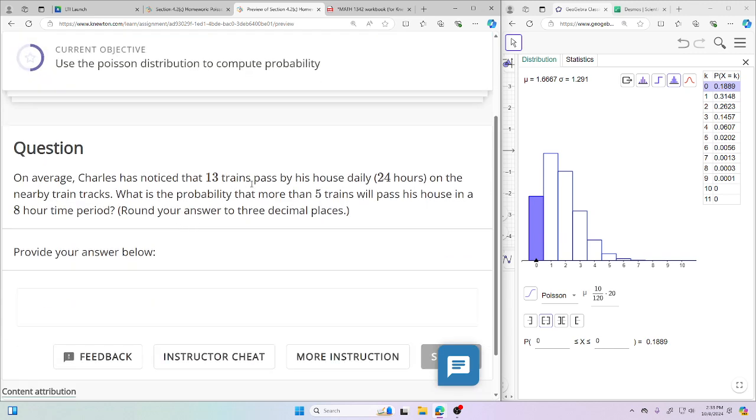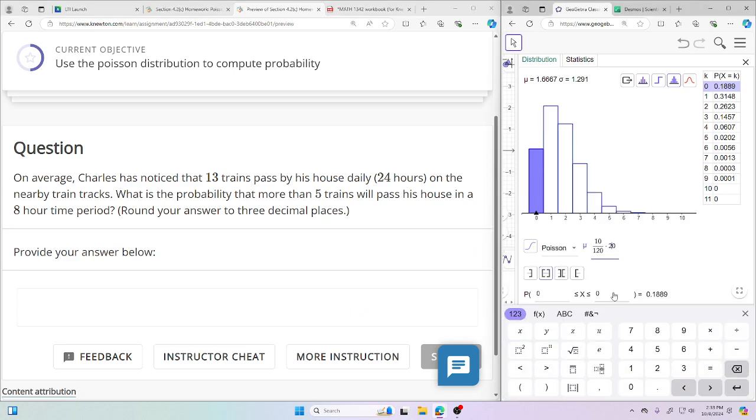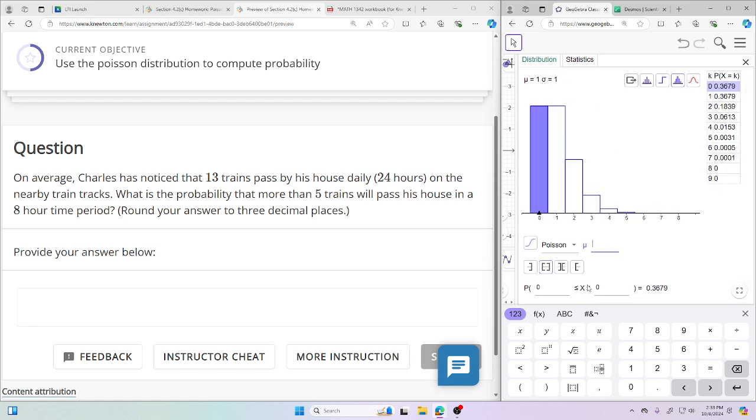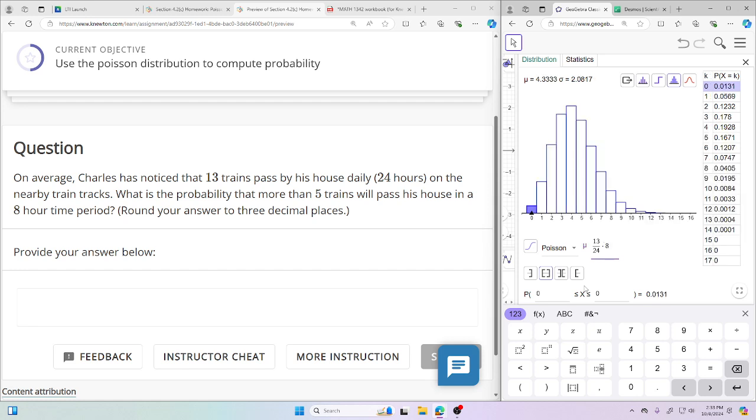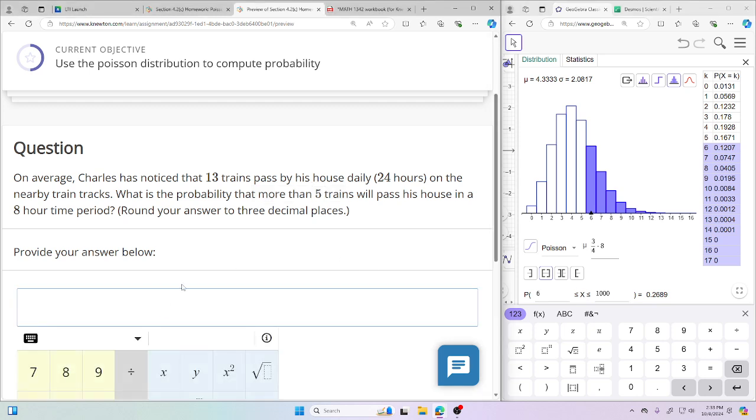Oh, we got trains! I told you it's trains and the birds, man. This is what happens around here. So I've got 13 trains every 24 hours, but I'm concerned about an 8-hour time period. They want more than 5 trains. More than 5. So I'm going to start at what? 6. Then I can go all the way to like 10 trains, 20 trains, 100 trains, 1,000 trains. 1,000 trains in an 8-hour period. Not going to happen, but you know, flying trains? Would that be a thing?